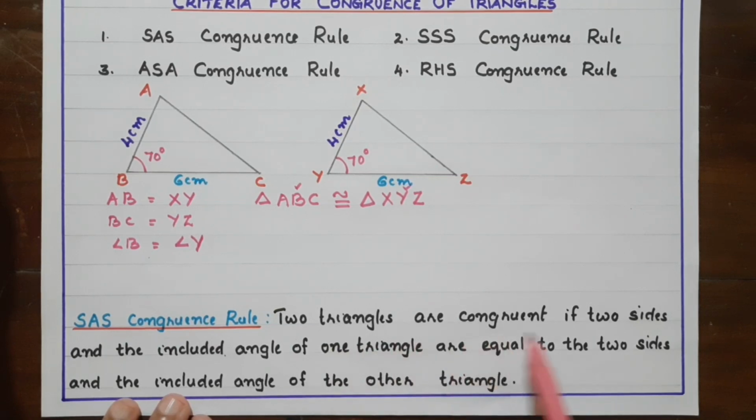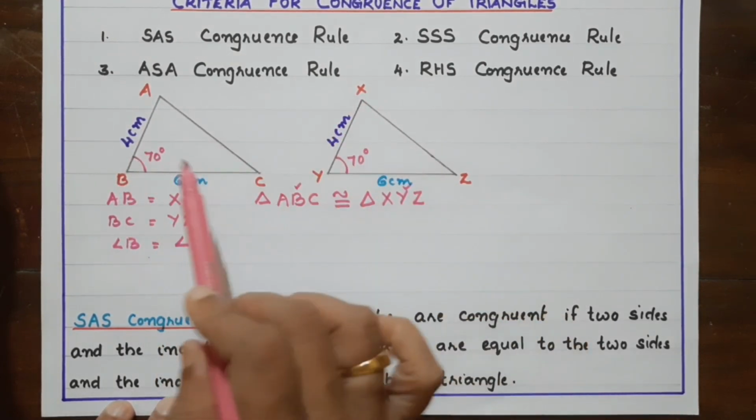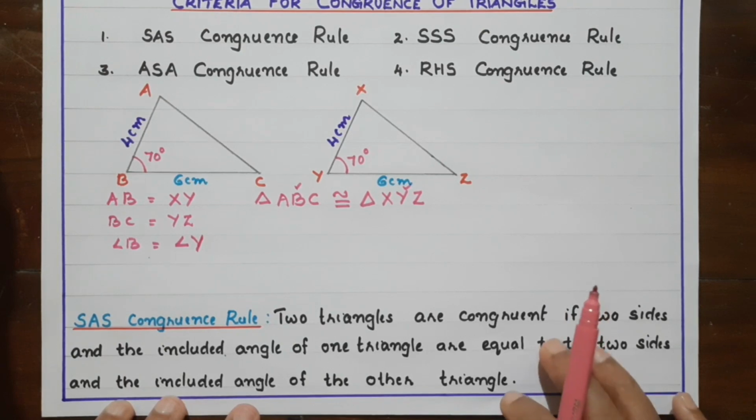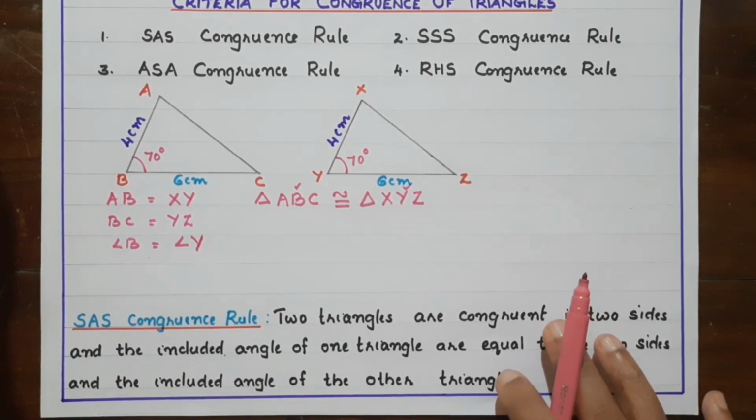Two triangles are congruent if two sides and the included angle of one triangle are equal to the two sides and the included angle of the other triangle. Okay, children, this is the first criteria for verifying the congruency of triangles. Okay, and then one more important thing you should know.